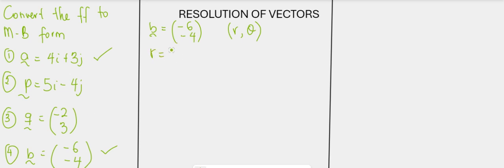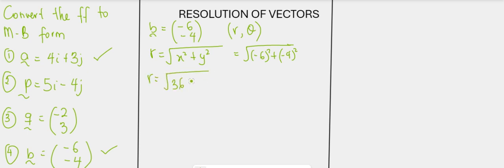Now let's start by finding the magnitude. We know the magnitude is given by the square root of x squared plus y squared. In this case, we are going to have -6 all squared plus -4 all squared. Don't forget to put your negatives in brackets so you don't confuse your calculator. So our r is going to be the square root of 36 plus 16. We shouldn't have any negative answer over here.